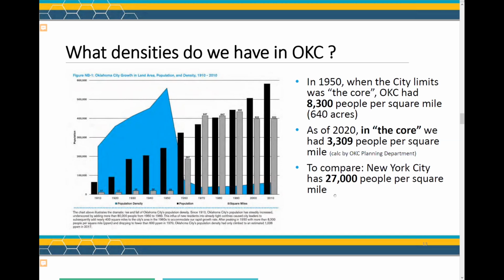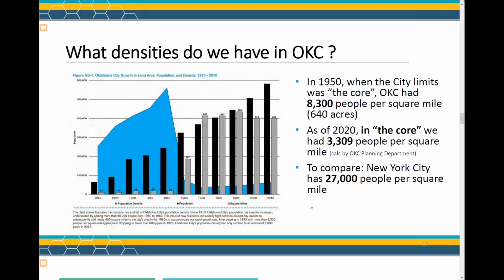And what is a square mile? Because that gets confusing. That's 640 acres. So if you had that many people at that density, that's how big it would be. So we had in 1950, 8,300 people per square mile living in the core. And as of 2020, you can see we began to spread out, because we started to annex more and more land, and we became a bigger and bigger city by both population and by square miles. We went from 287 square miles in 1950 to 622 square miles by 2010, and so our population density dropped lower and lower.